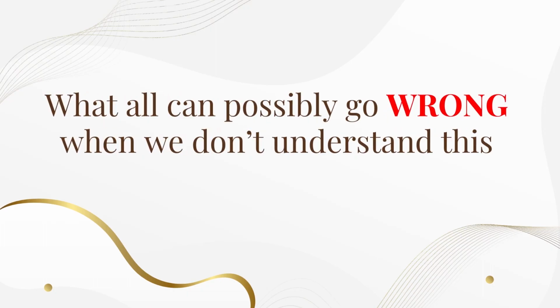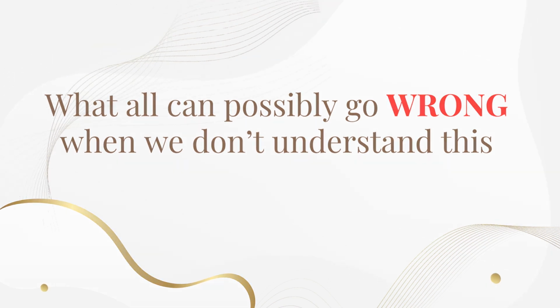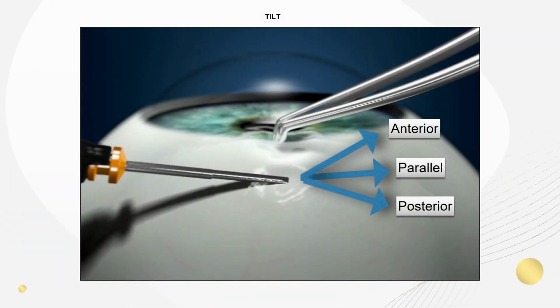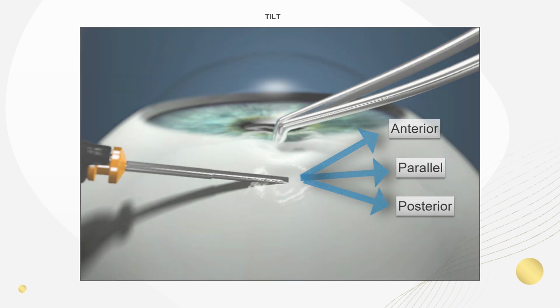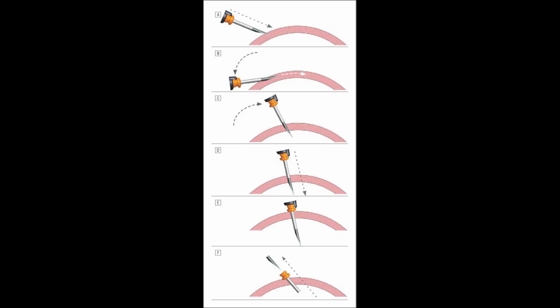So, what all can possibly go wrong when we don't understand the importance of proper placement of sclerotomy ports? Normally, the sclerotomy has to be placed parallel to the limbus, 3.5 mm from limbus in pseudophakics and 4 mm from limbus in phakics. With advent of 23 and 25 gauge cannulas, an oblique wound construction has reduced incidence of hypotony and wound leakage.